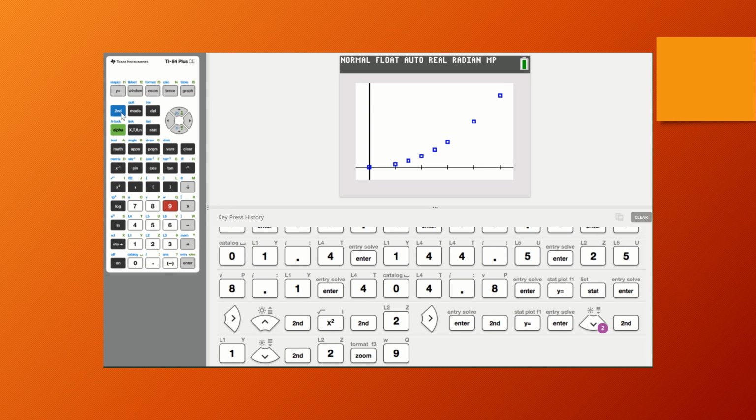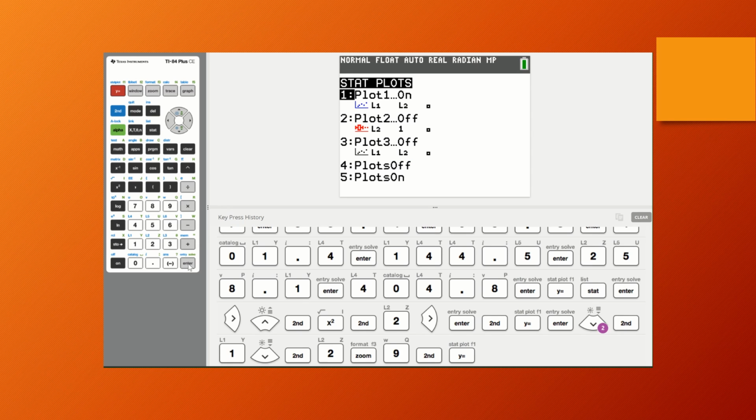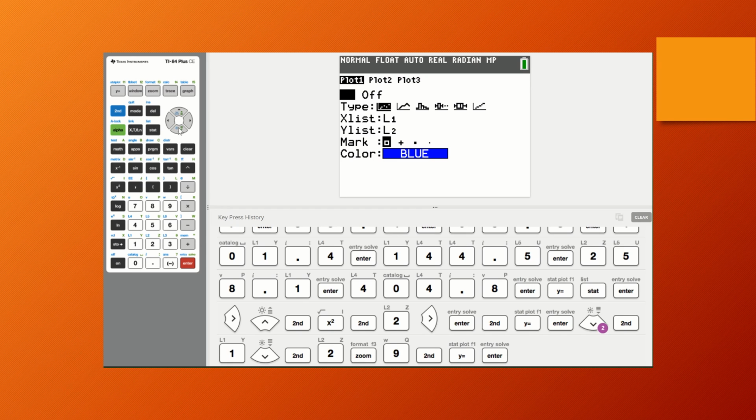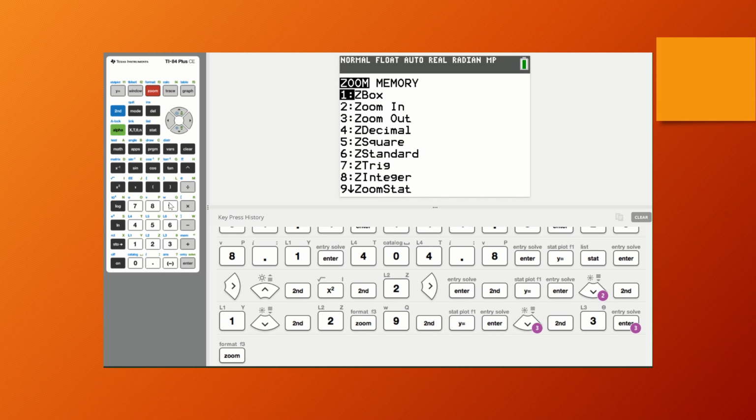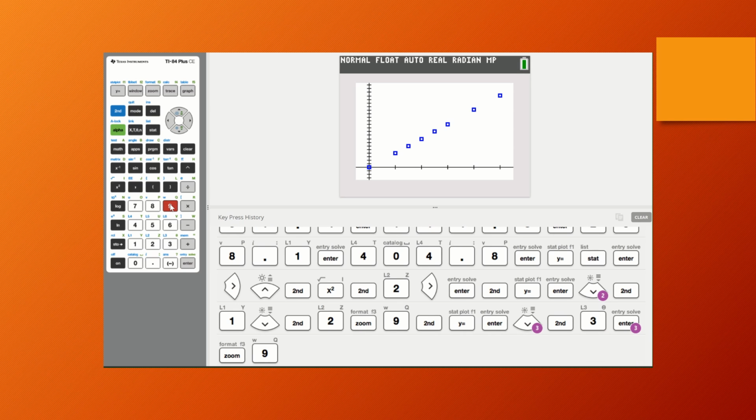All right, now let's do our stat plot with our linearized data. So I'm going back into stat plot. And what I'm going to do is I'm going to change the Y list to L3. So it's second number 3. That's L3. We're going to enter through here. And now let's go look at our graph. I'm going to hit zoom stat again. Yeah, and it looks pretty linear.